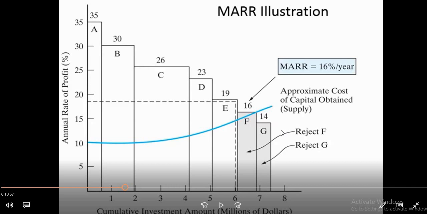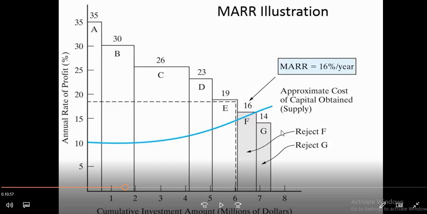So the company will decide which project it should consider, so that it will return the particular amount that is taken from the bank, and that particular interest rate i is nothing but the minimum attractive rate of return. So this is nothing but the MARR value. In this case, the company now considers this project.